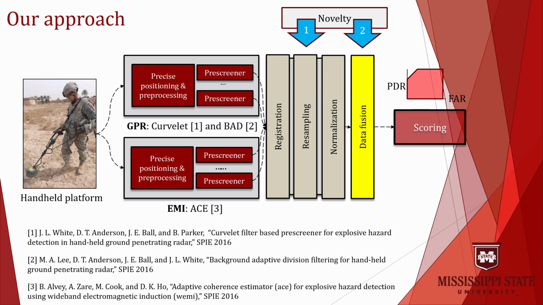Our approach is we were given the EMI and GPR data. So we then feed these data sets through our pre-screeners. We have two pre-screeners for the GPR data that were previously developed by MSU: the curvelet-based approach and then the background adaptive approach. For the EMI data set we ran ACE. This algorithm was developed by the University of Missouri. And so these pre-screeners are going to give us discrete hit locations along with a confidence value coming back from these.